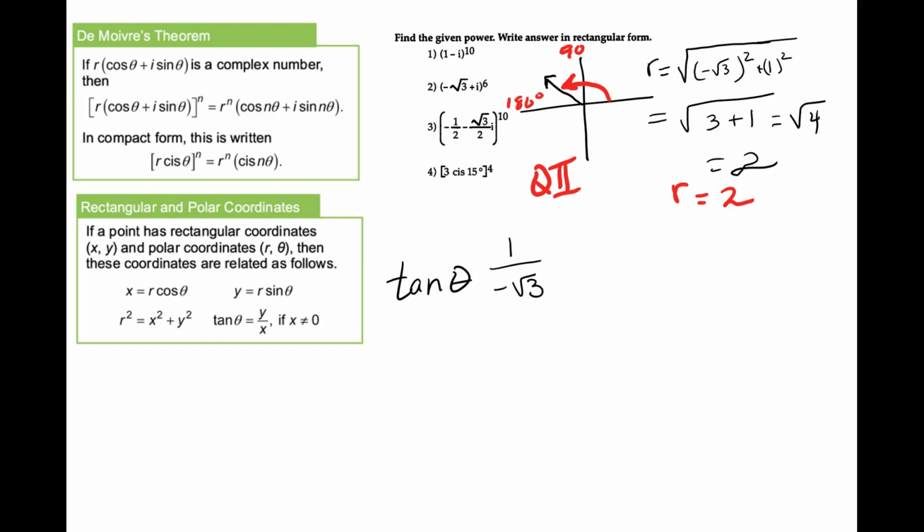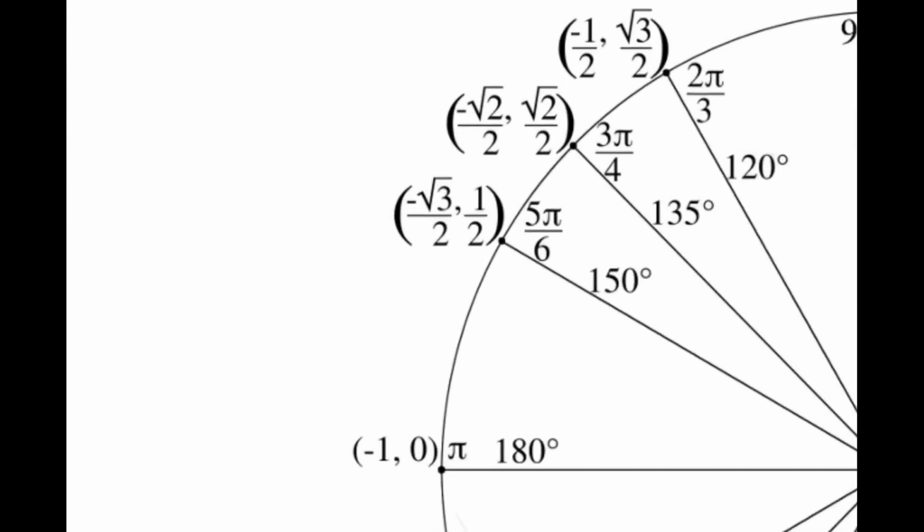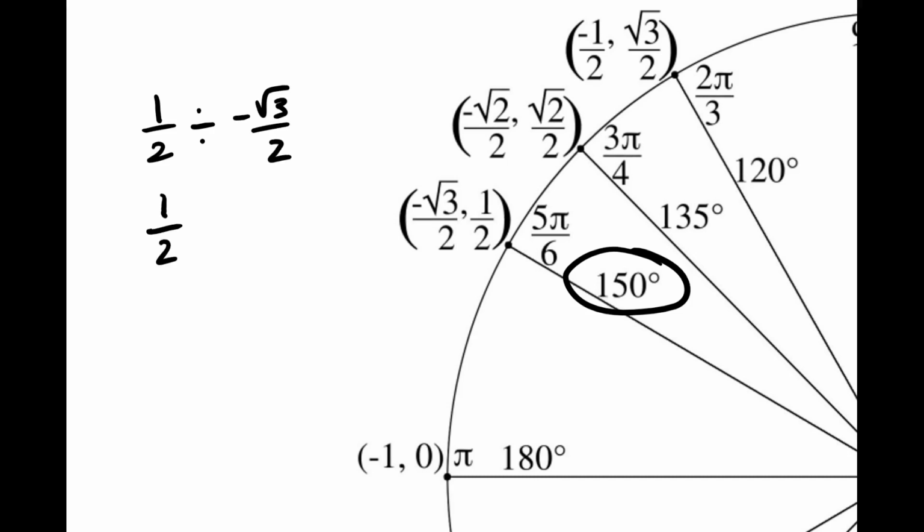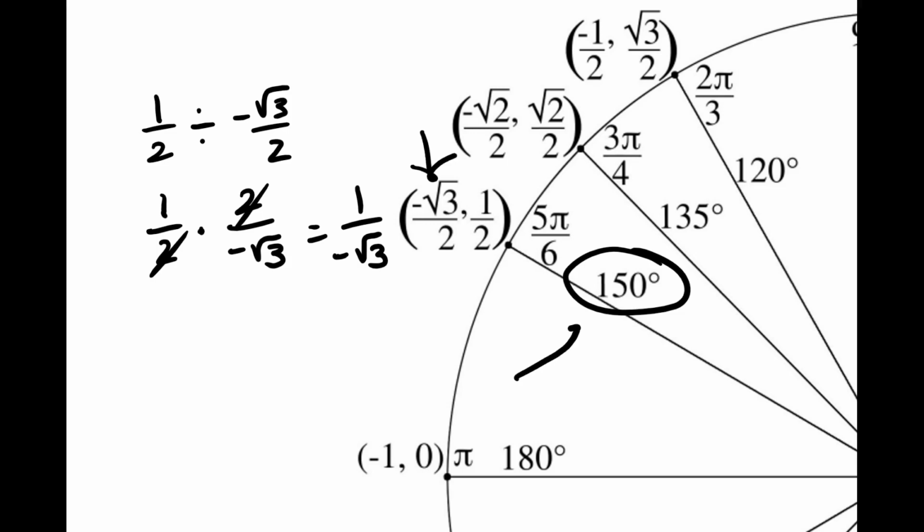Okay, so we're going to flip over to our unit circle and figure that out. All right, looking at our unit circle here, I'm just going to cut to the chase. We're looking for 150. The proof is that 1/2 divided by negative square root of 3 over 2 is really 1/2 times 2 over the negative square root of 3, leaving you with 1 over negative square root of 3, which is what we were looking for. What we do care about is the 150 degrees. That's our theta that we're going to be working with.